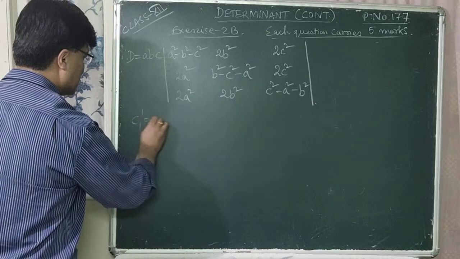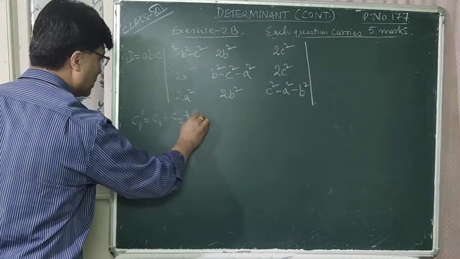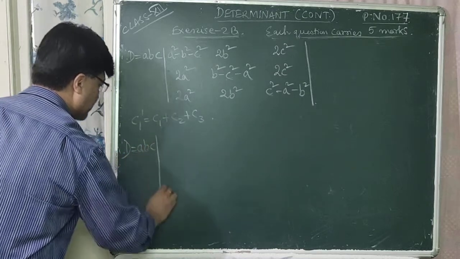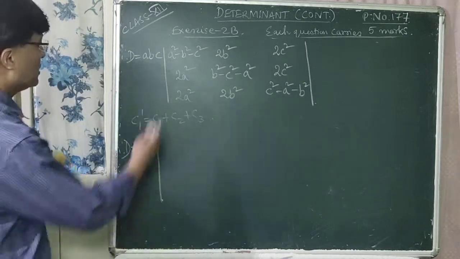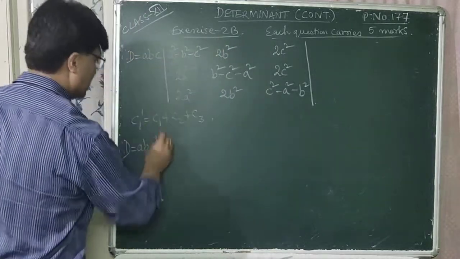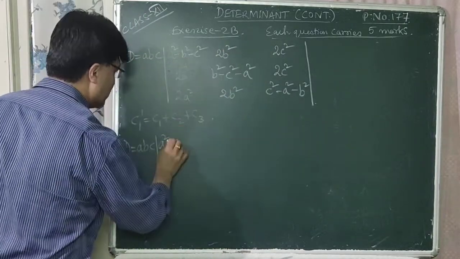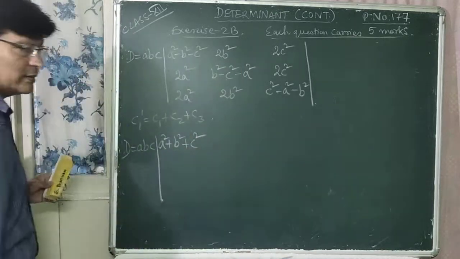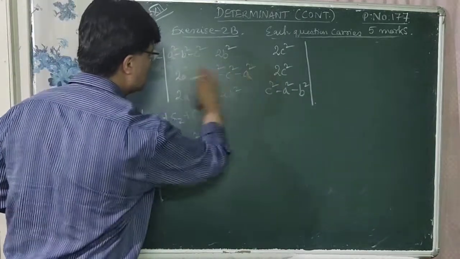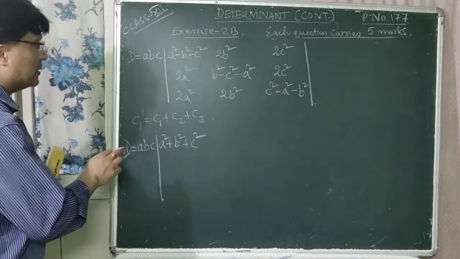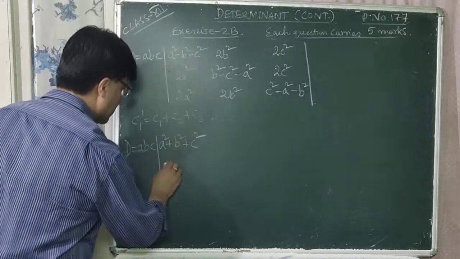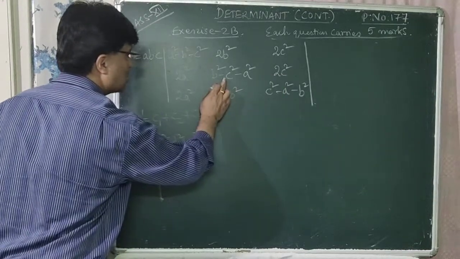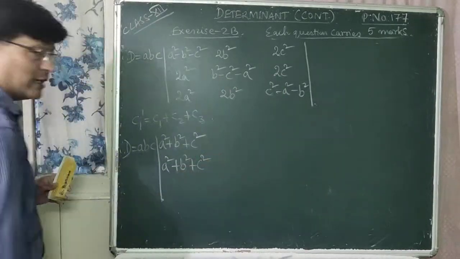So c1 dash is equal to c1 plus c2 plus c3. Therefore D is equal to, now it is ABC. What is the new first column now? It is c1 plus c2 plus c3. What do we get? A square minus b square plus 2b square plus b square minus c square plus 2c square plus c square. Okay? Again c1 plus c2 plus c3. That is all the elements in the second row are added. 2a square minus a square. This is plus b square. Then plus 2c square minus c square plus c square, right?